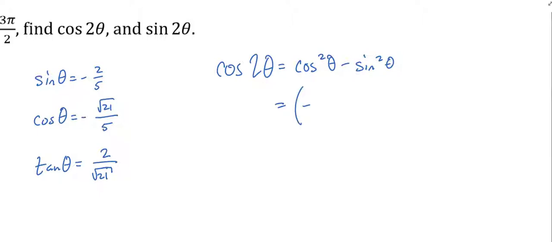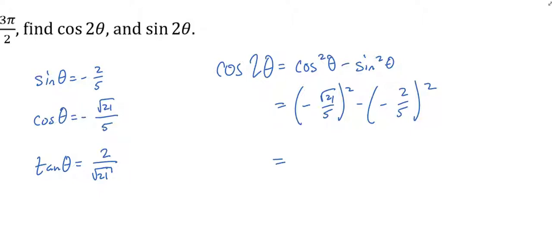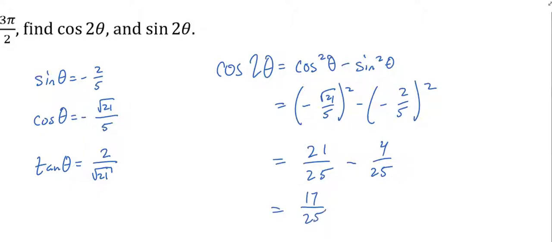So this is negative root 21 over 5 all squared minus negative 2 over 5 all squared. What is negative root 21 over 5 all squared? Brad? Thank you. 21 over 25, positive 21. Root 21 squared is 21, right? And what is negative 2 over 5 all squared? Well, that's 4 over 25. And 21 minus 4 is 17 over 25.